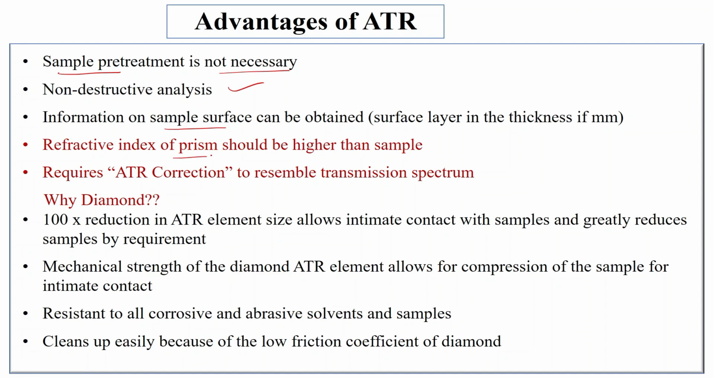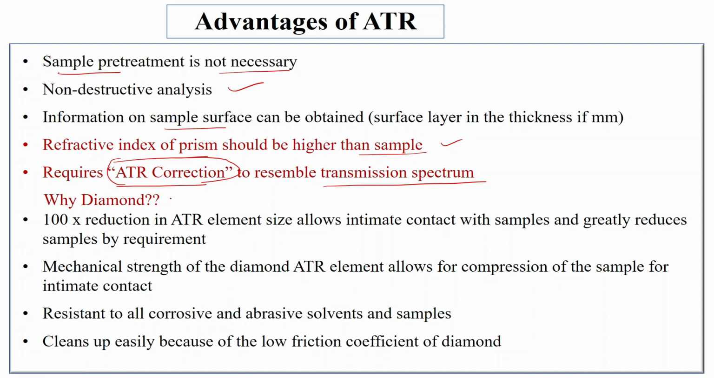The refractive index of the prism should be higher than that of the sample. This is one requirement, and we can say that this is a limitation: the refractive index of the prism should be higher than that of the sample. And second, ATR correction is required if you want to make the spectrum resemble the transmission spectrum. So ATR correction is also to be applied. These are the drawbacks.